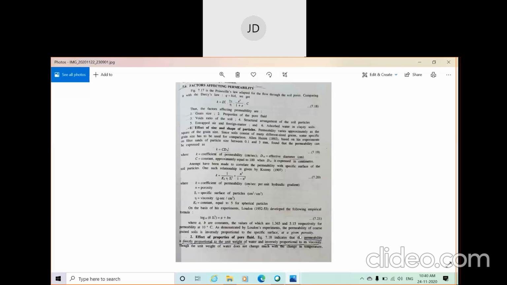Okay, so here it is written that permeability is directly proportional to the unit weight of water. From this Poiseuille's equation, you can also express that the coefficient of permeability is directly proportional to the unit weight of water, and inversely proportional to the viscosity. Simple as that. From this formula you can define the relation between properties of fluid and permeability of soil. Okay, so I'll go next.